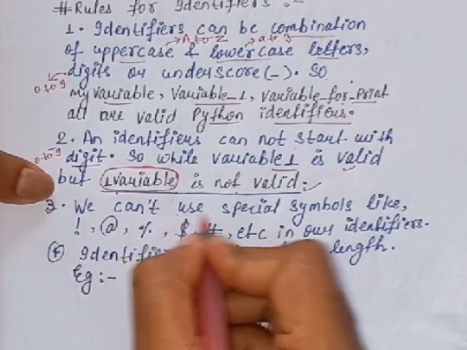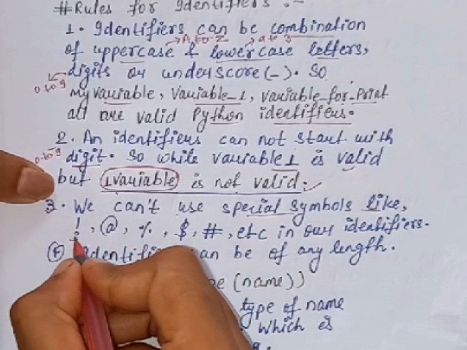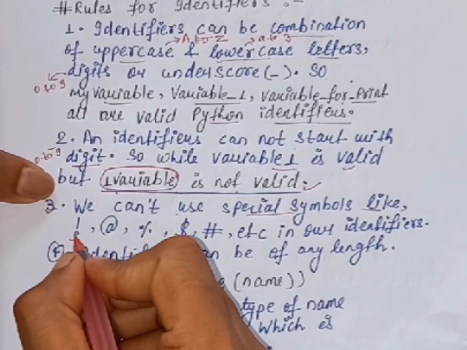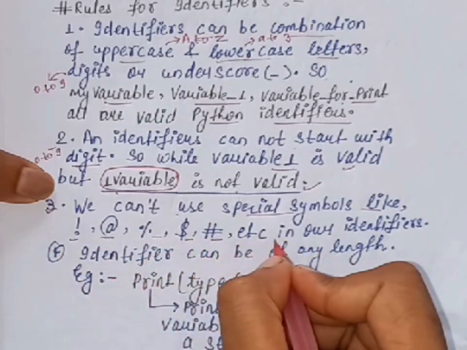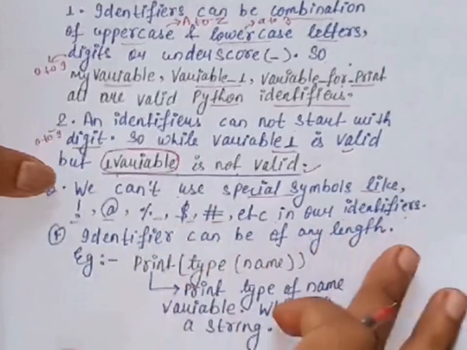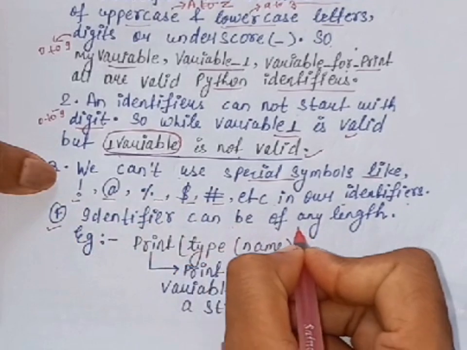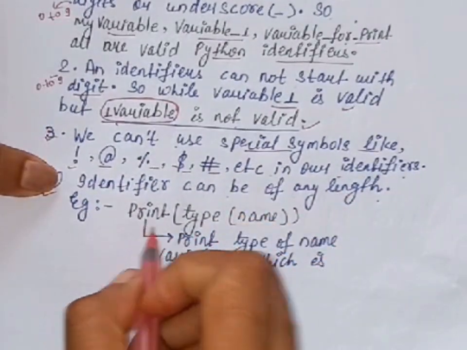Okay, so let's come to our third rule for identifiers. We can't use special symbols like at the rate, modulo, dollar, hashtag, etc. in our identifiers. The fourth rule for identifiers is that an identifier can be of any length. We can write any length of identifier in our program.